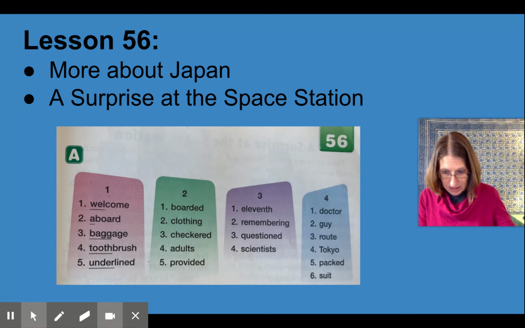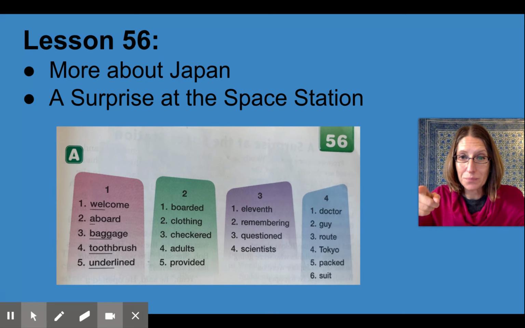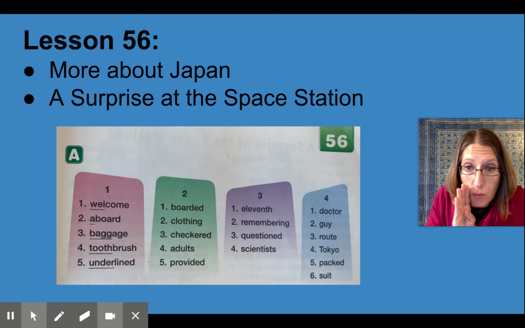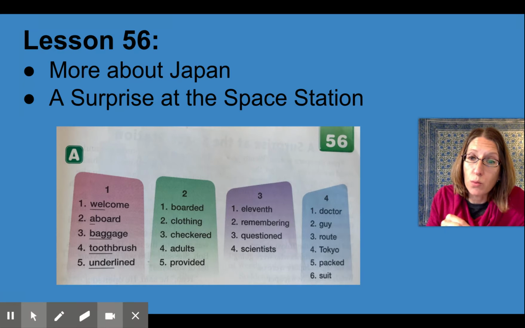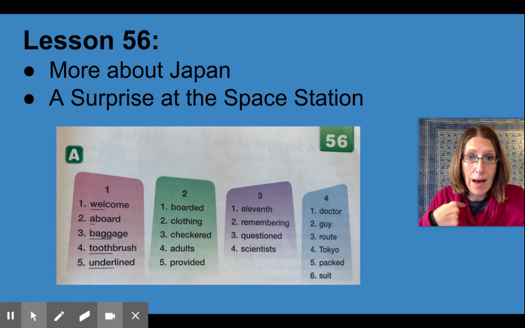Nice job. And column 4, doctor, guy, route. You can also pronounce it route. So the route or the route, either one is fine. Tokyo, packed, suit.